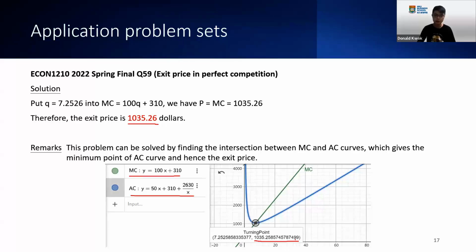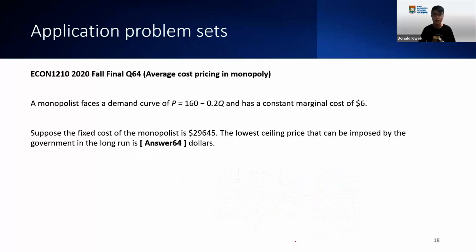All right, so hope you understand this, and we'll move on to another problem, which is about a monopoly. So we have the demand curve and the marginal cost. If the fixed cost of the monopolist is this amount, what will be the lowest price ceiling that can be imposed? So again, the key is that we do not want the monopolist to exit the market in the long run. So this is why we would like to find a point where the price equals average cost, again, the exit condition.